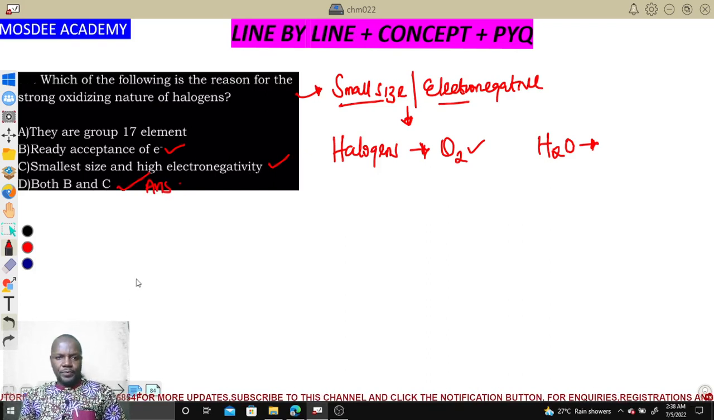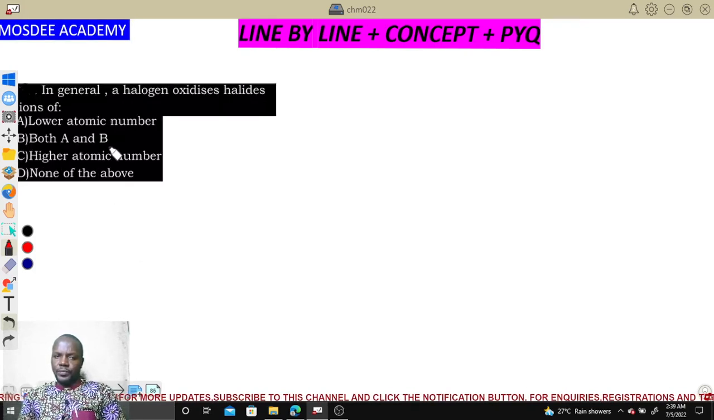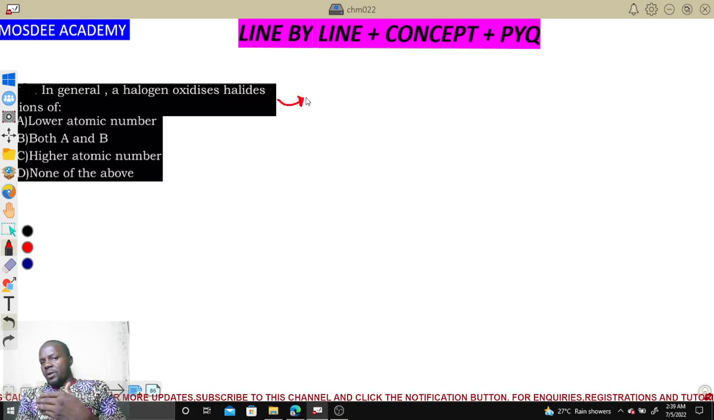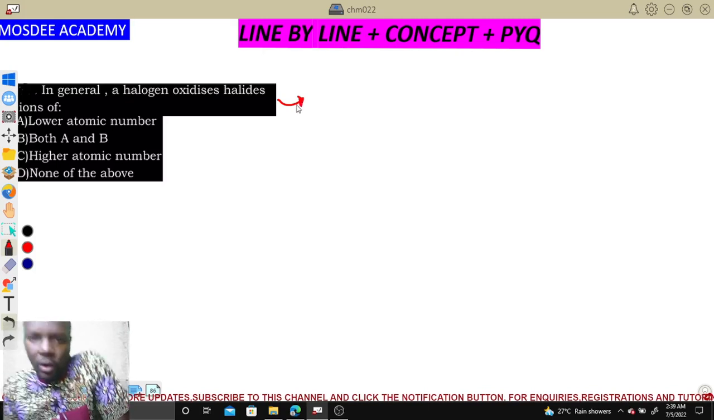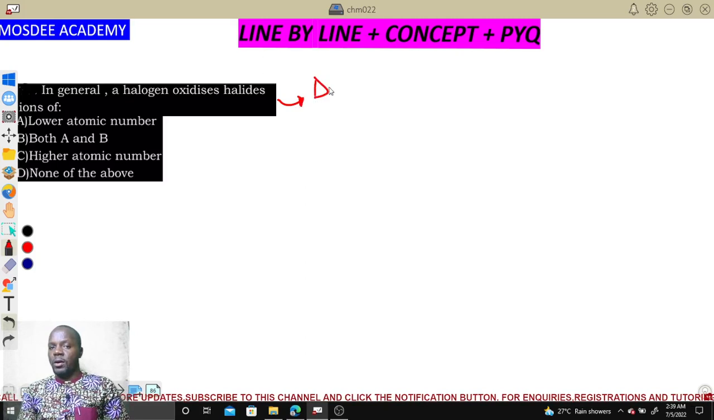The next one. Which one is the strongest oxidizing halogen? We've talked about that. I don't think I need to talk about this again. Fluorine is the strongest oxidizing halogen. In general, a halogen oxidizes a halide ion of dash. Now, oxidizing power of halogen. Most times you say it is because of how they oxidize. You can say because of what I said, it's a kind of reaction you call displacement reaction.